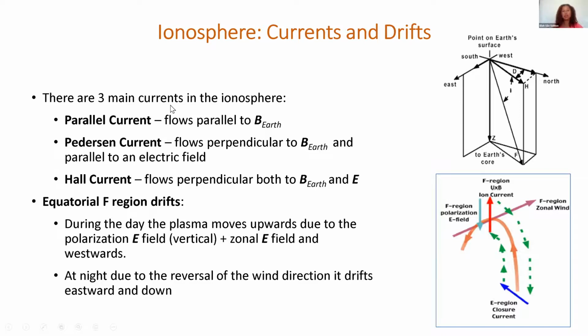So the three main currents in the ionosphere are the parallel current. It flows parallel to the magnetic field of the Earth. The Pedersen current flows perpendicular to the magnetic field of the Earth, but parallel to an electric field. And the Hall current flows perpendicular both to the magnetic field and any electric field that may be around. So these are the three main currents in the ionosphere.